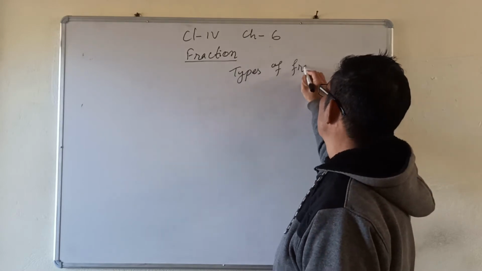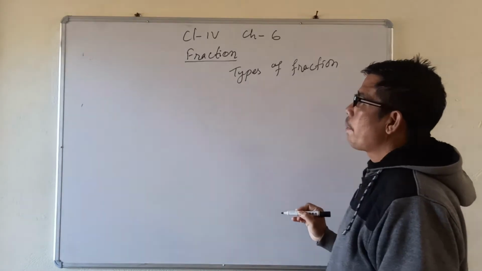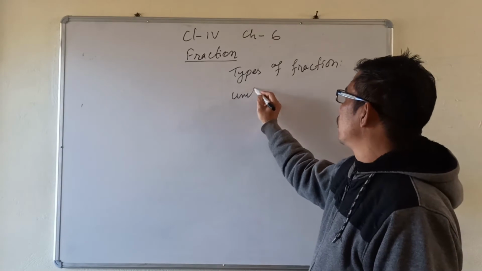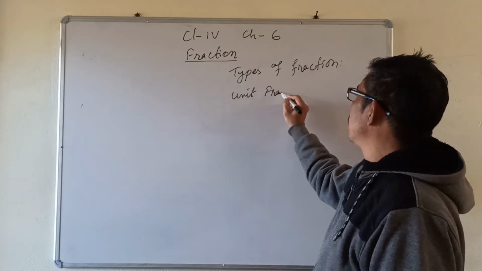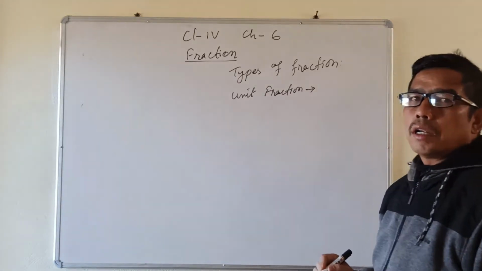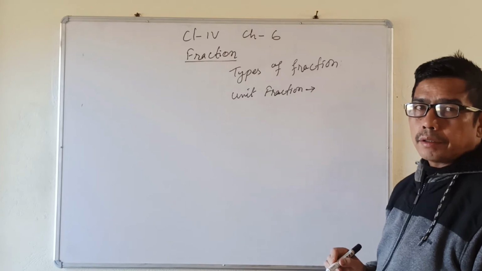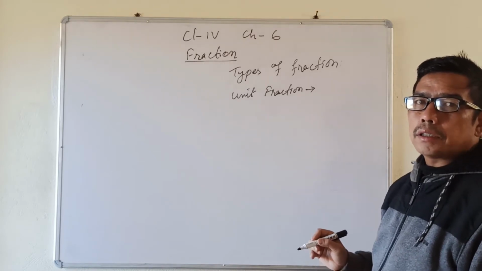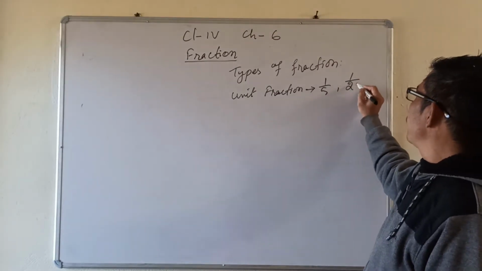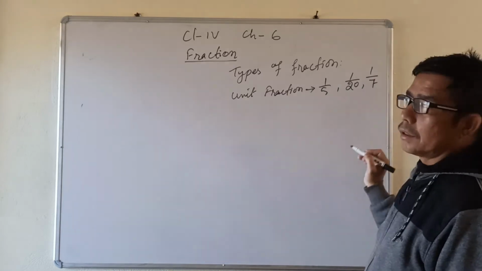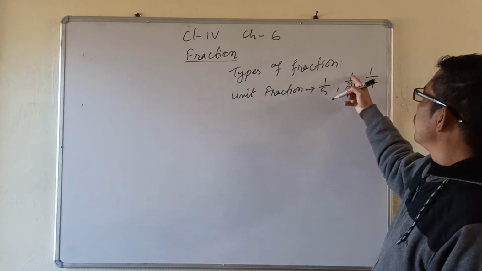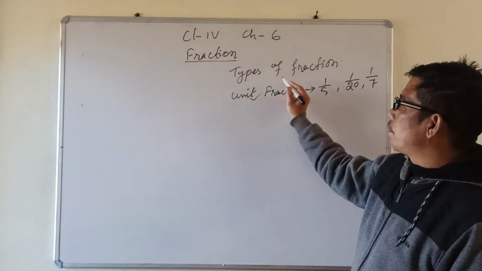Then come to types of fraction. First one, unit fraction. If the numerator of the fraction is 1, then the fraction is known as unit fraction, like 1 by 5, 1 by 20, 1 by 7. Here the numerators are 1, 1. So if the numerator of the fraction is 1, then the fraction is known as unit fraction.